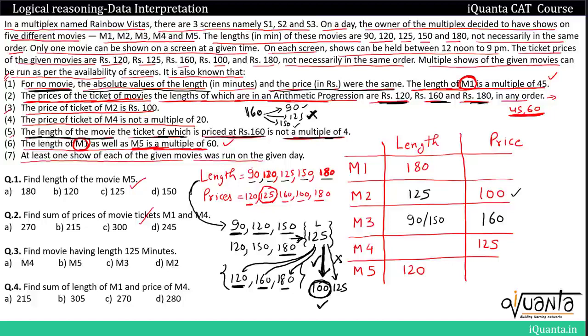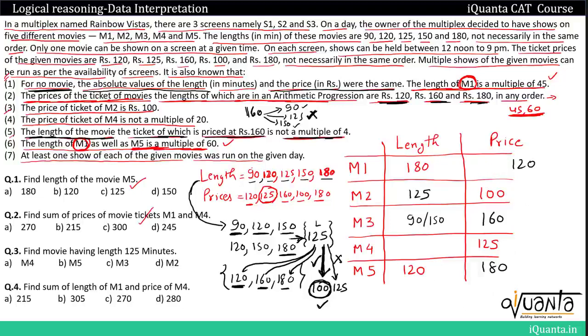Now we have fixed the places for prices 100, 160 and 125. So only two prices are left now, which are 120 and 180. We know that we cannot assign price 180 to the movie having length 180. So the price of this will be 120 and the price of the movie having length 120 will be 180.